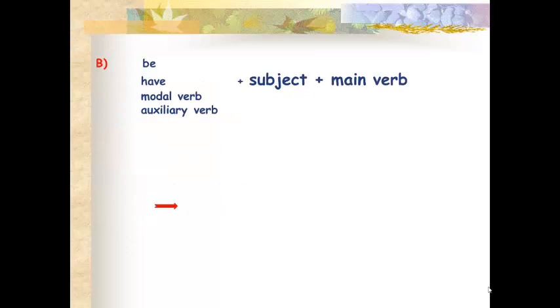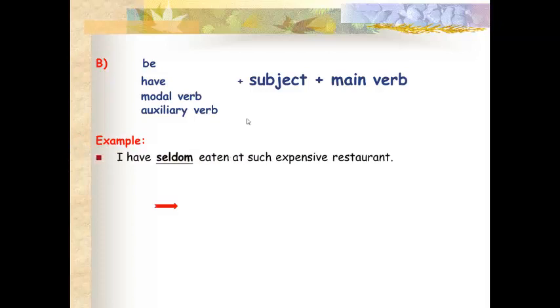The second case is our lesson for this time. In this case, we should invert the helping verb and the subject under certain circumstances. Let's see what they are. Let's have an example first of all: I have seldom eaten at such expensive restaurants.